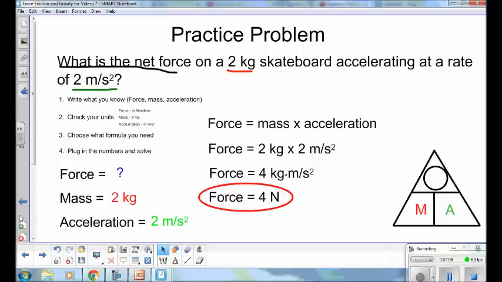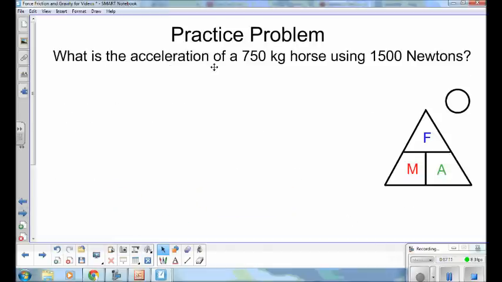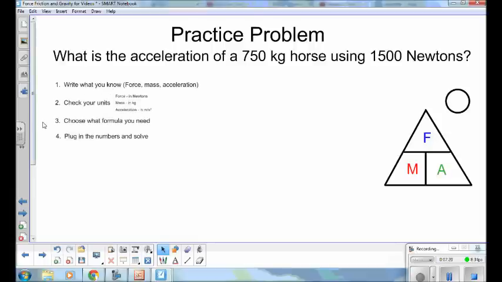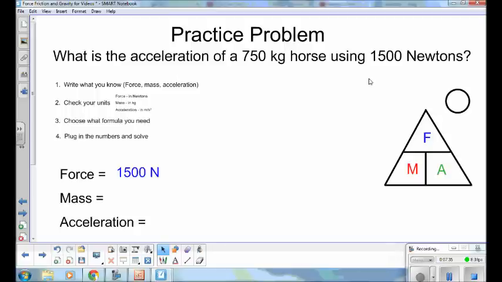Let's look at another practice problem. This one: what is the acceleration of a 750 kilogram horse using 1500 newtons? Well, as before, I'm going to write down what I know. Or actually, I'm going to show you all my rules. So I've got to write down what I know, and I'm just going to write force, mass, acceleration. You can write that as FMA. My force here in this problem is equal to 1500 newtons. Right here, that's where it states 1500 newtons. My mass is given as 750 kilograms. And finally, my acceleration is the unknown piece.